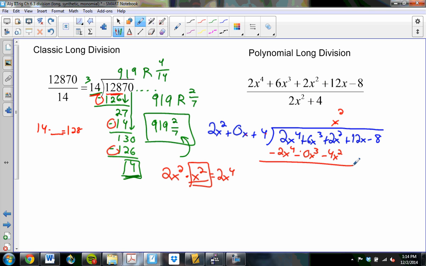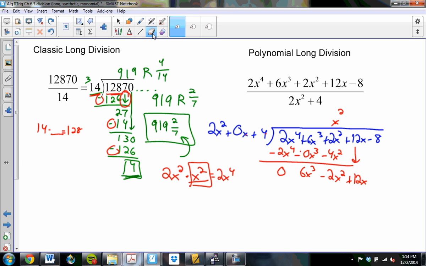2x to the fourth minus 2x to the fourth is 0. 6x to the third minus 0x to the third is 6x to the third. 2x squared minus 4x squared is negative 2x squared. Then, just like I did over here, where I dropped down the next term, here I drop down the next term and I get plus 12x.